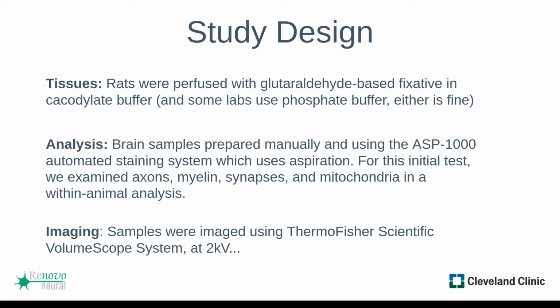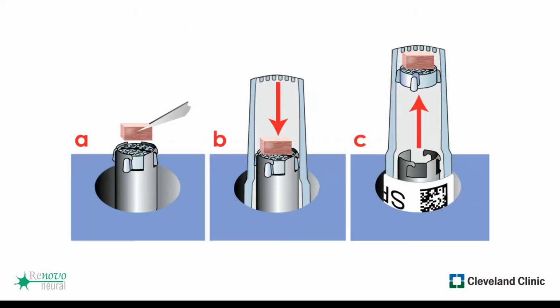The cortex tissue used in these analyses to compare staining modalities was from the same animal, so it was a within animal analysis just to be sure that we didn't have differences based on animals. The samples were imaged on the Thermo Fisher Teneo VolumeScope in high vac at 2 kV, and if anyone's interested in the exact settings, I can share that further.